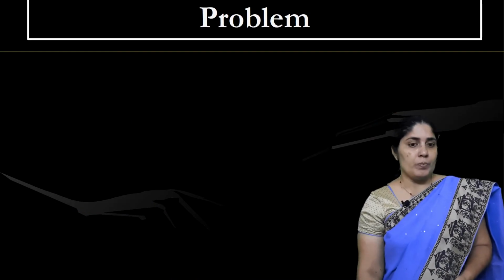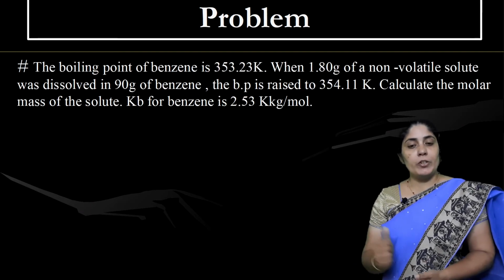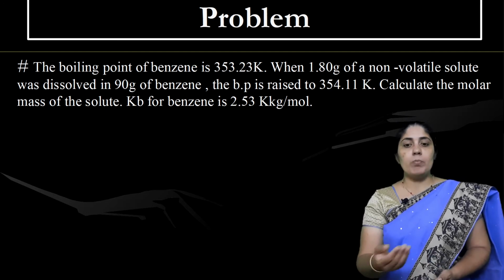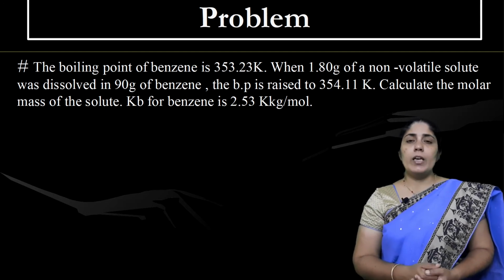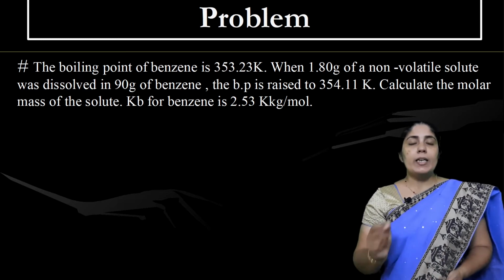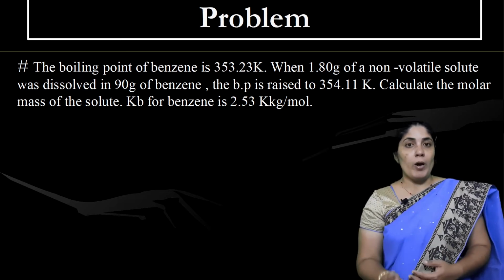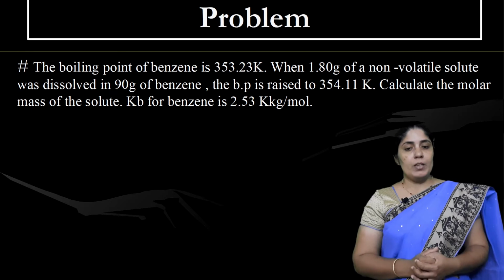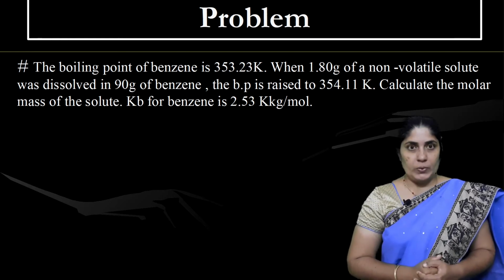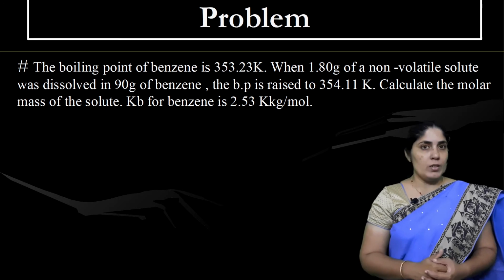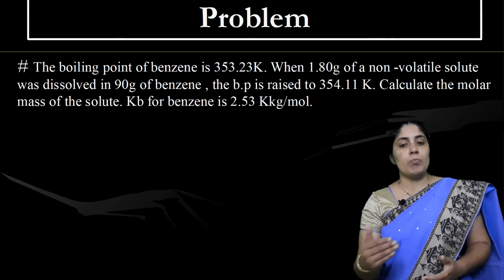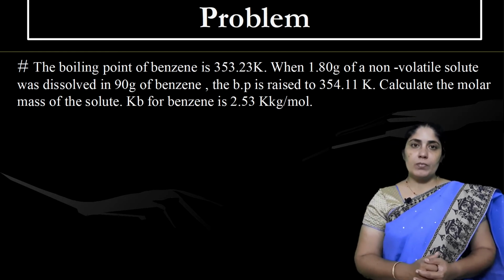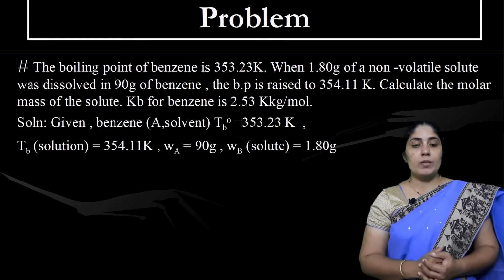Let's do another problem. The boiling point of benzene is 353.23 Kelvin. When 1.80 gram of a non-volatile solute was dissolved in 90 gram of benzene, the boiling point was raised to 354.11 Kelvin. Calculate the molar mass of the solute. The molal elevation constant Kb for benzene is 2.53 Kelvin kilogram per mole.